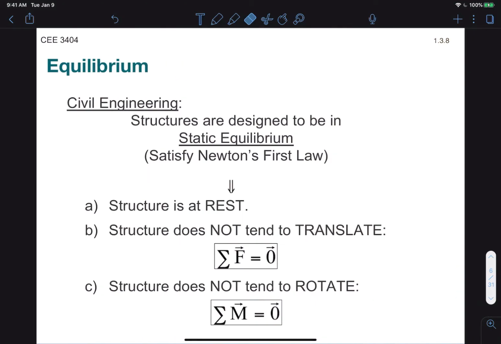Now, in civil engineering, structures are designed to satisfy static equilibrium, or Newton's first law. This implies that the structure is at rest, so it's not moving. The structure does not translate. That means that the sum of the forces add up to 0. And the structure is not rotating, which translates to the sum of moments is equal to 0.